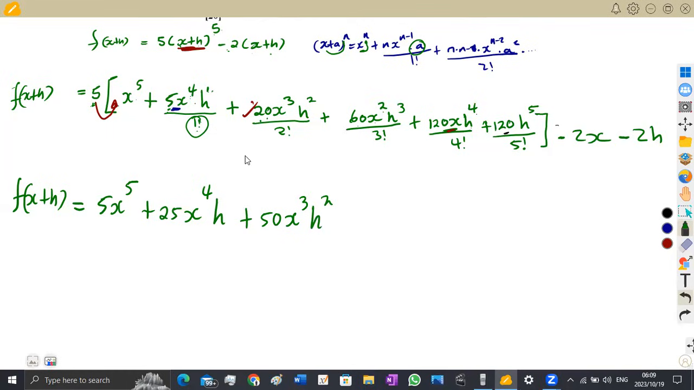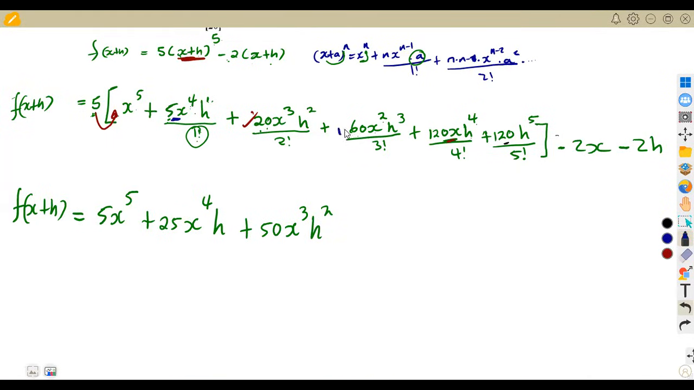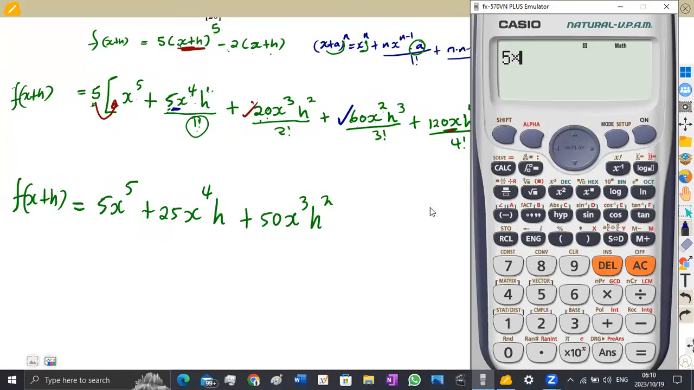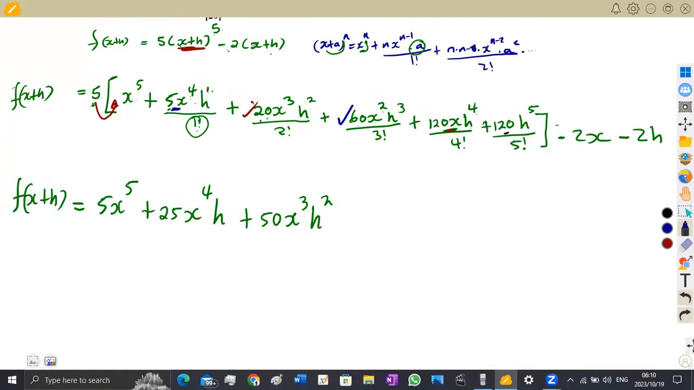So this is the same scenario that you're going to apply even on this part. We are at this part here. So 5 is going to multiply this part also. All right. So let us see our calculator again. 5 is going to multiply that whole part. We are at this point here. So it's going to be 5 times 60 over 3 factorial. So it's a fraction here, 60 over 3 factorial. So that's our factorial there, which is 50 again. So this is going to give us a 50. So we are going to have 50x to the exponent of 2, h to the exponent of 3.